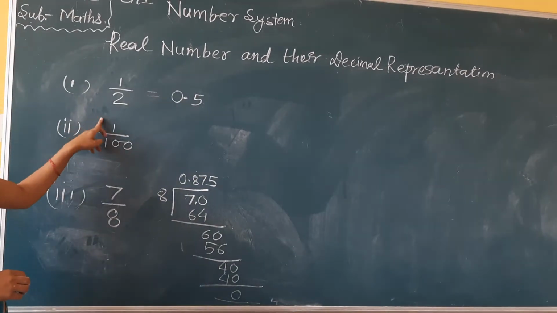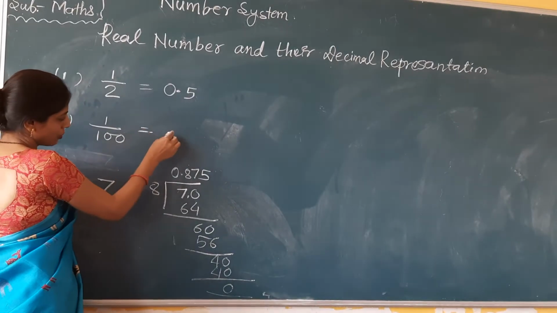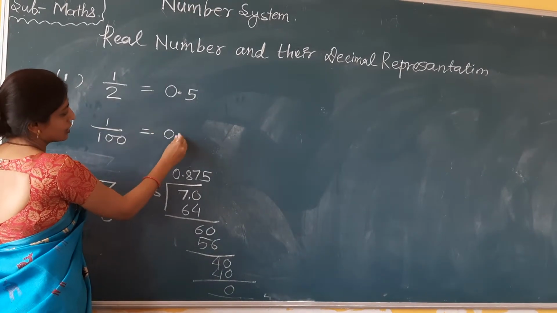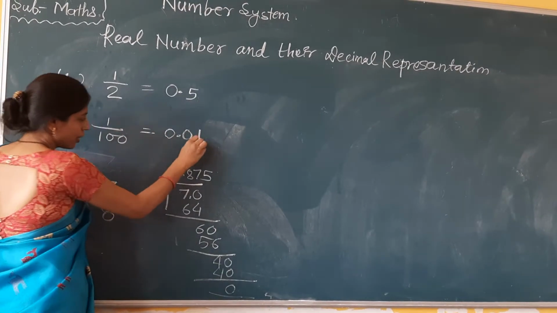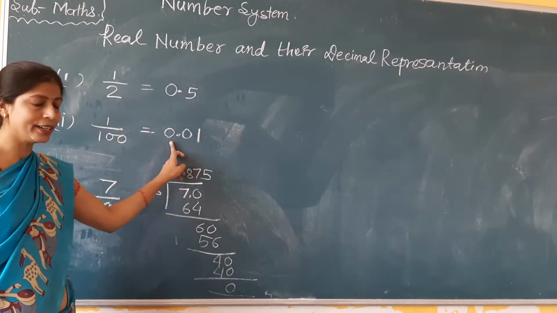Decimal representation of 1 upon 100: we know that we can write 1 upon 100 as 0.01, which means the decimal representation of 1 upon 100 is 0.01.